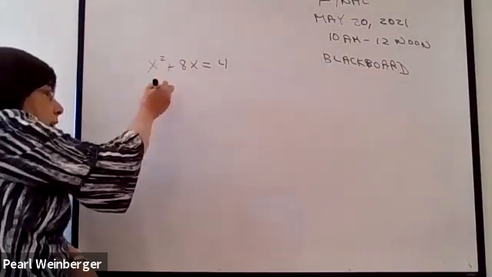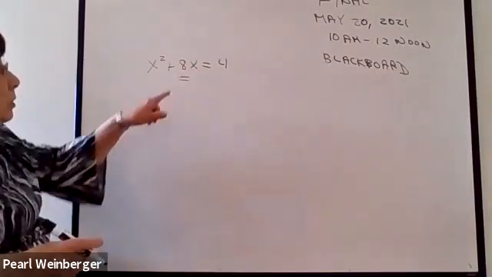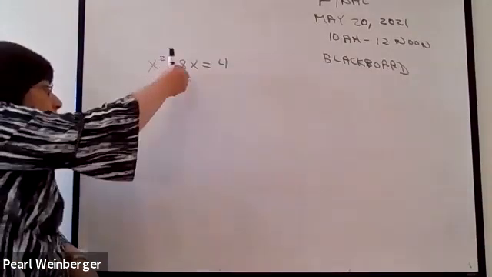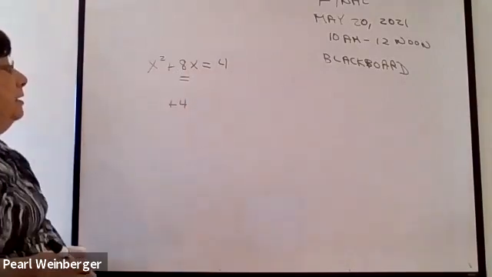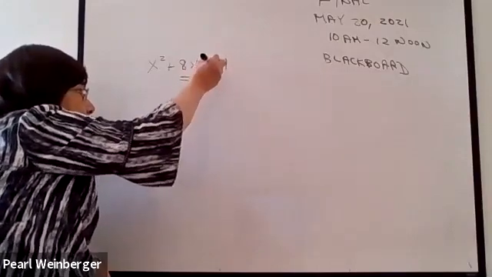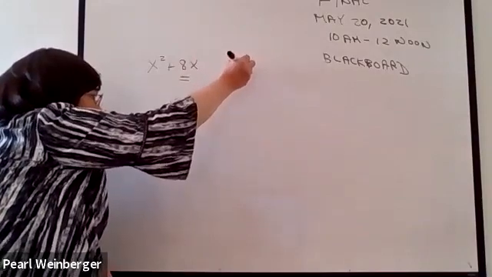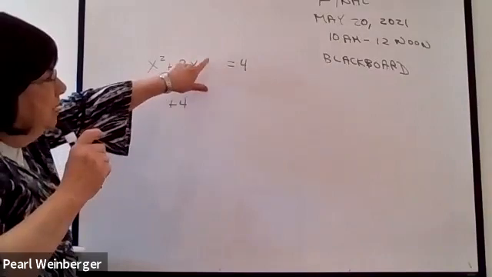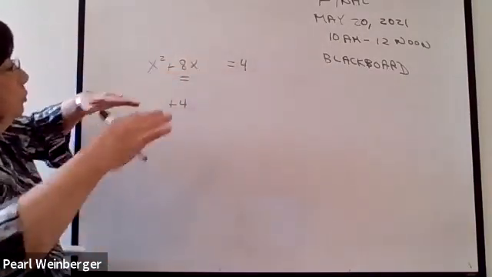What you do is you take the number that's in front of the x, which in this case is an 8, divide it by 2. If I divide 8 by 2, I get +4. And you multiply that by itself. You square that number. I usually leave a space. It's completing the square because we're going to add something to make it from a binomial into a trinomial.